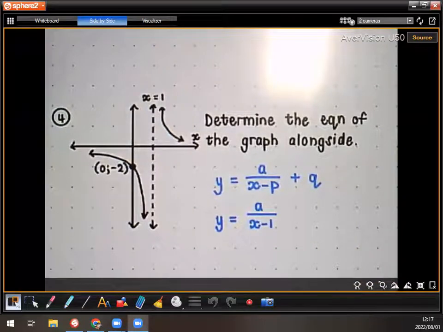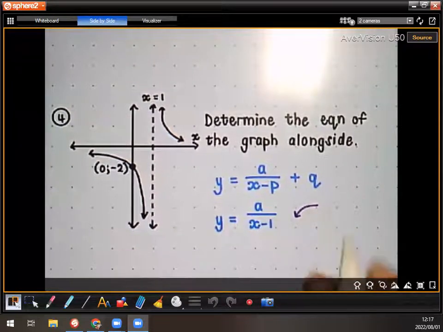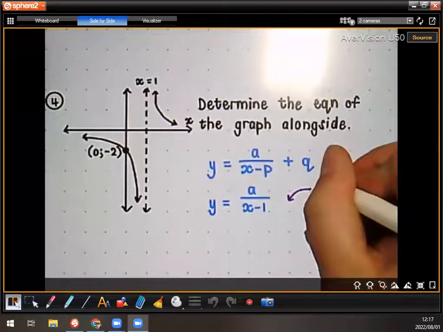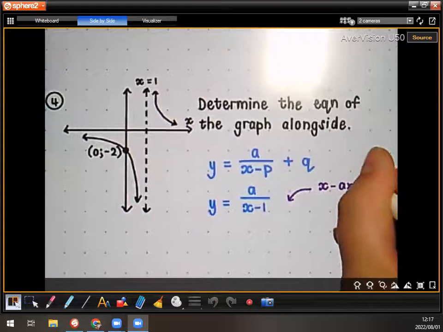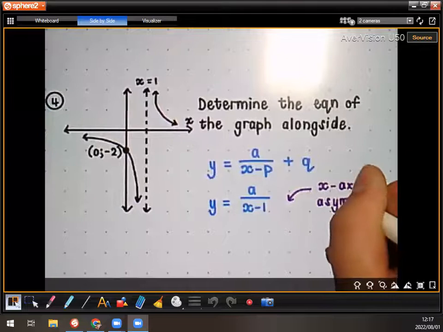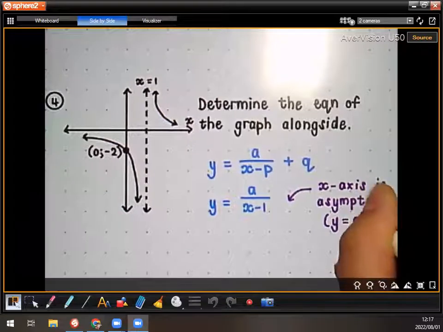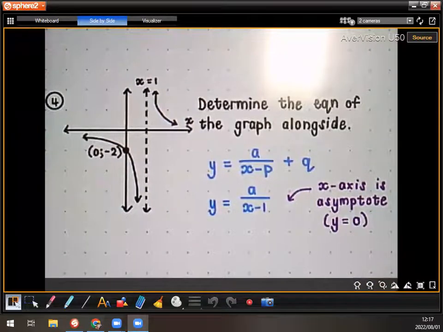So do you have to write it in if it's 0? No. Okay, I'm just going to add a little note here, pointing towards this blank space. X-axis is asymptote, and in brackets, that is y equals 0. So if you want to, guys, you can write plus 0 there, but you don't have to put it in the final answer. Don't write 0 in the final.